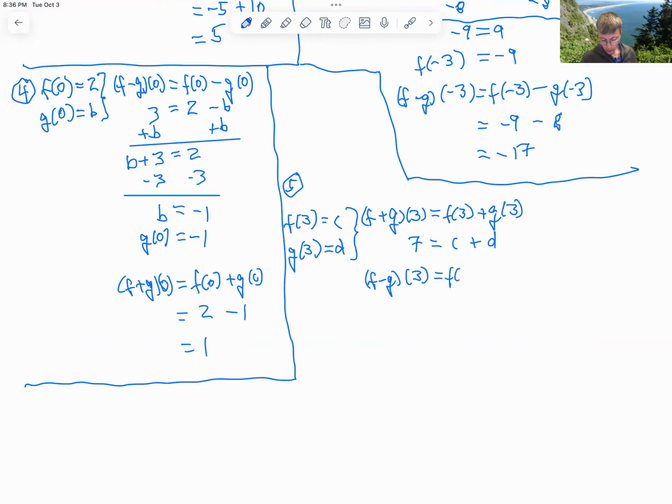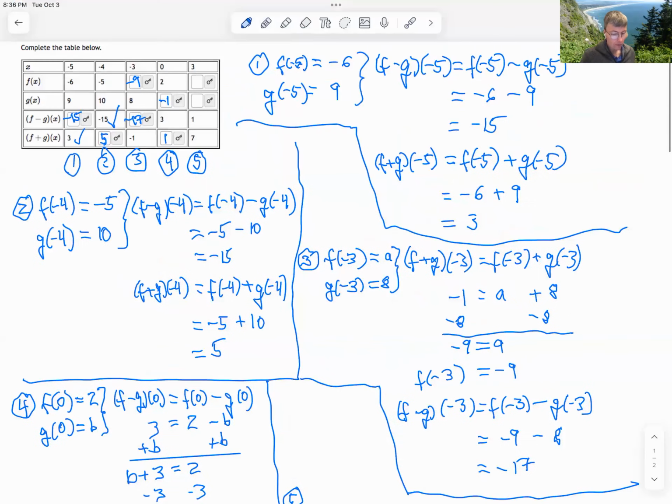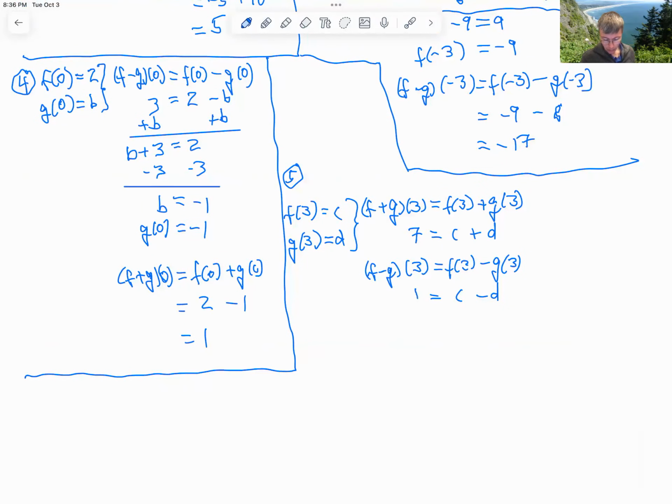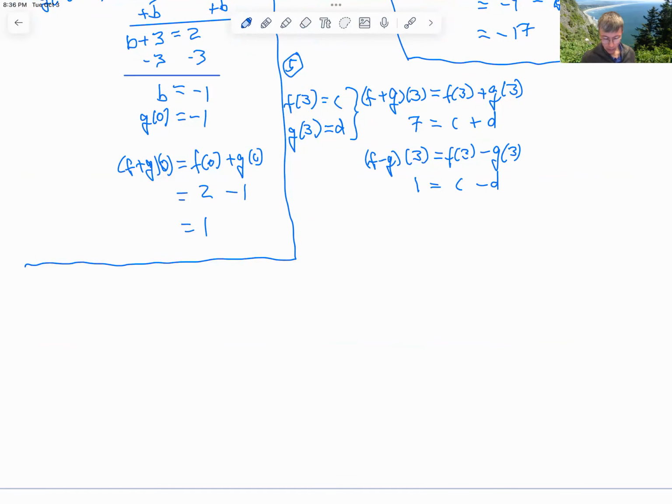Now I'm going to write out f minus g of 3 equals f of 3 minus g of 3, which equals, so this time we have C minus D, and the answer to f minus g was 1. So I'm going to write a 1 here. So what I have now is a system of equations. I'm going to write it out one more time. I'm just going to make a line here underneath. So these were our beginnings, and now I'm going to write 7 equals C plus D, and 1 equals C minus D.